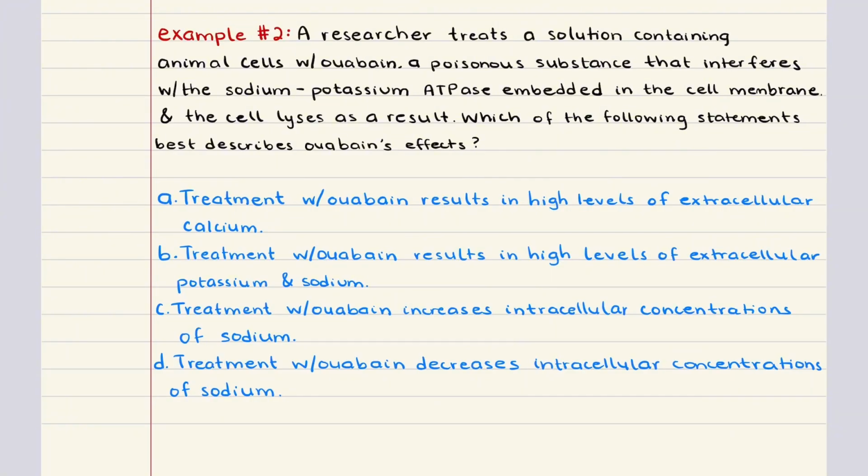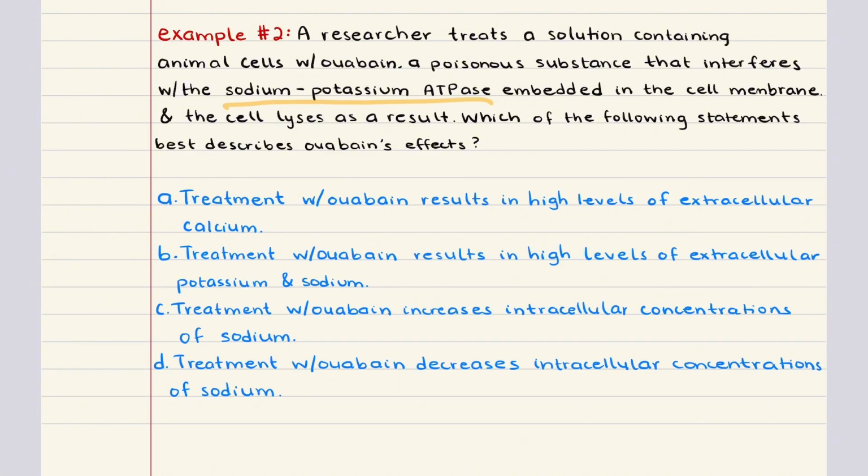A says treatment with this results in high levels of extracellular calcium. B says treatment with Ouabain results in high levels of extracellular potassium and sodium. C says treatment with Ouabain increases intracellular concentrations of sodium. And D says treatment with this decreases intracellular concentrations of sodium.